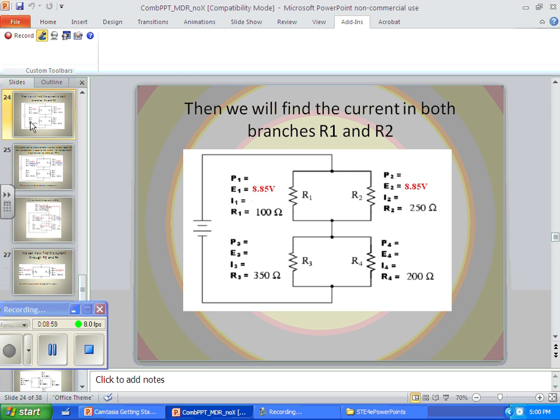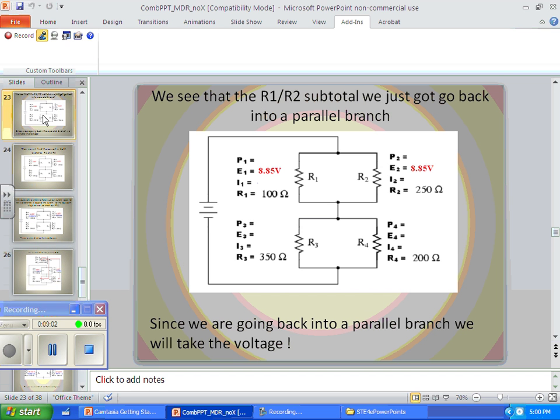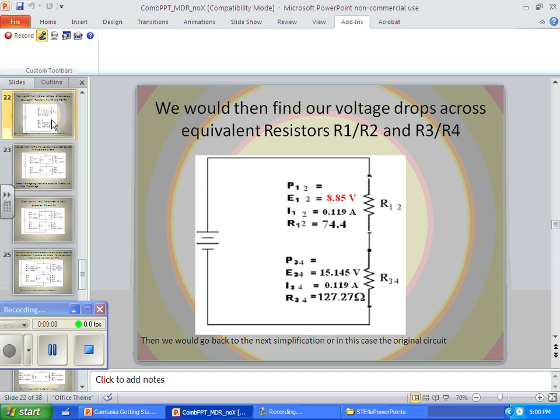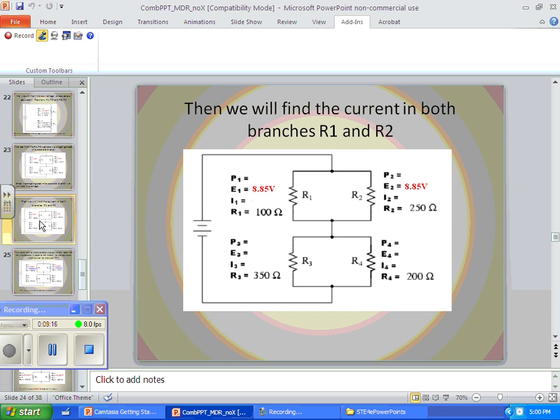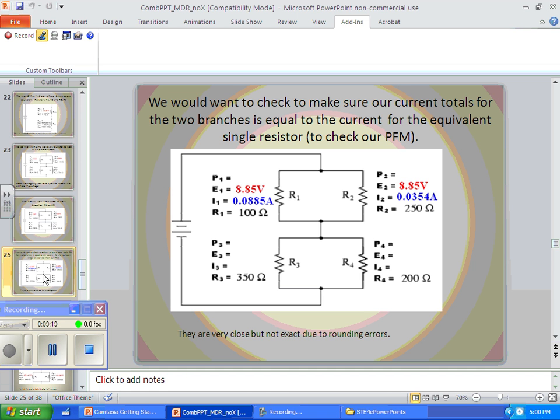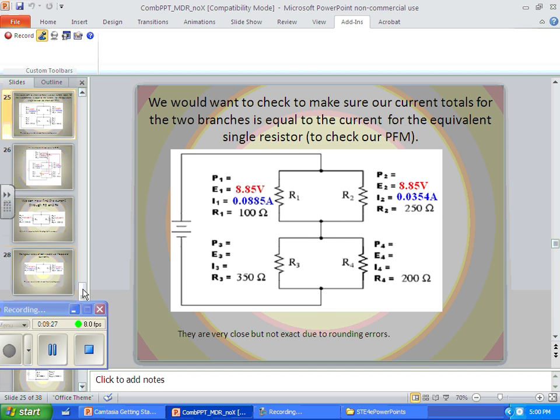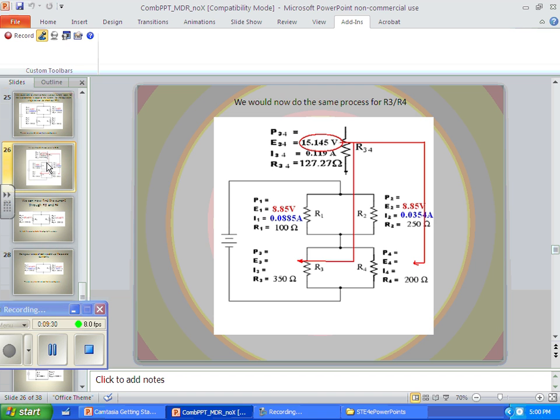We find our, wait a minute, wrong slide. What was our, wait a minute, wrong slide again. We're looking for our 0.119 total, right? Because that's our total branch. So if we look at this, we should be able to add 0.0885 and 0.0354, and that should come up close to our current, which was 0.119.